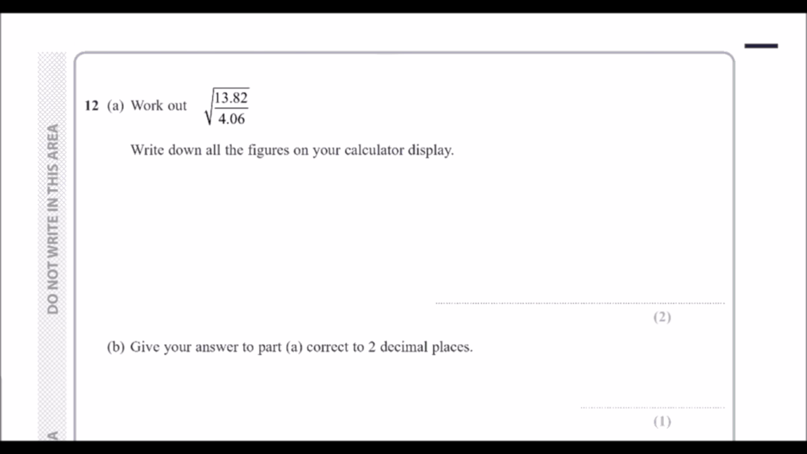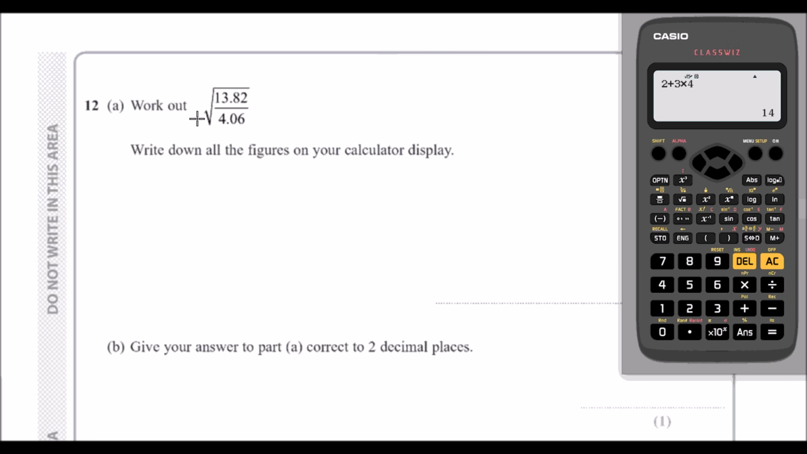Question 12, work out. So we're going to be using the calculator, the square root of 13.82 divided by 4.06. So we press the square root first, then the fraction button, and then just type it in how it looks. So 13.82 on the top and 4.06 on the bottom. So we have 1.844977205.